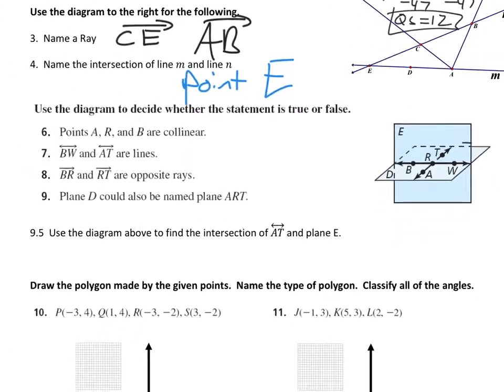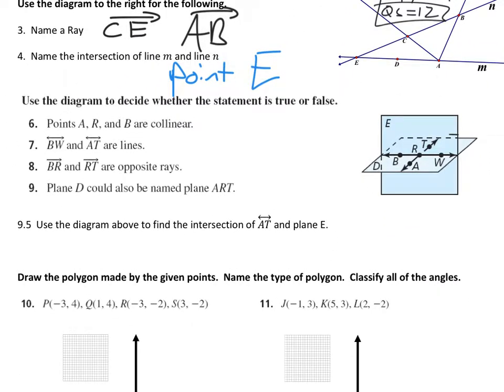Very good. Now we're going to some more vocabulary here, a little true and false. We want to know, are A, R, and B collinear? What does collinear mean? Collinear means on the same line. And so no, these are not on the same line. So that's false, because they're not on the same line. Give a good reason, a little justification there.